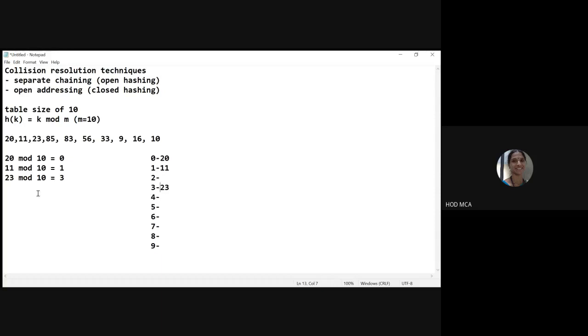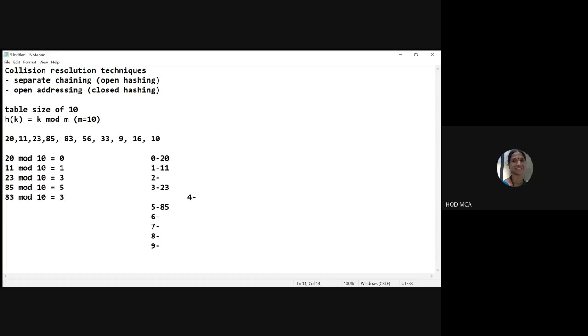I hope I'm clear, right? Then we have 85. 85 mod 10 is going to be equal to 5. So in the fifth location, I'll be storing 85. Then I have 83. 83 mod 10 is again 3.